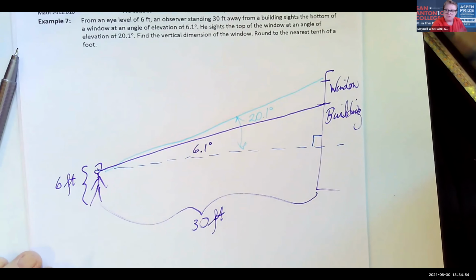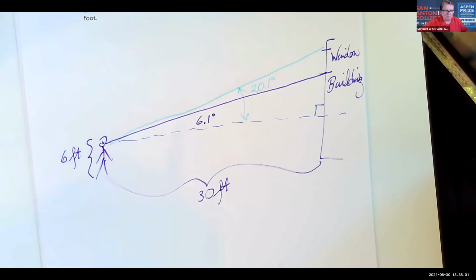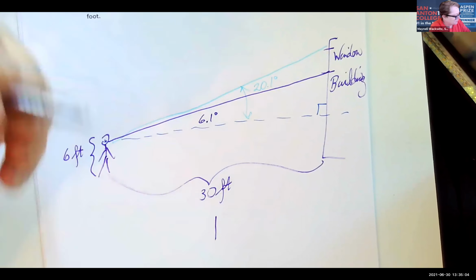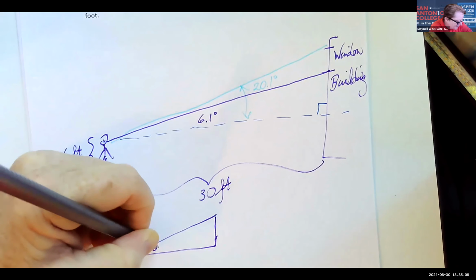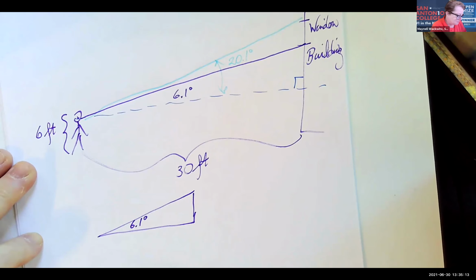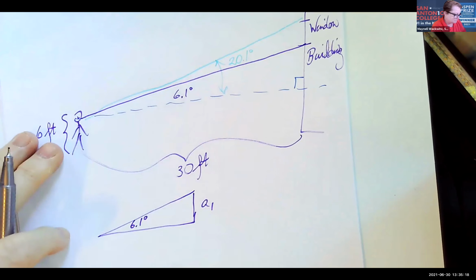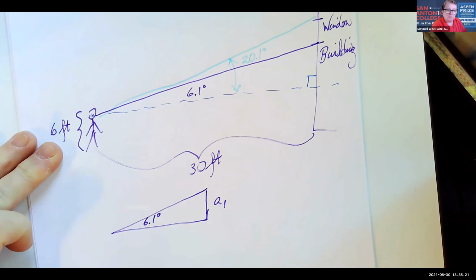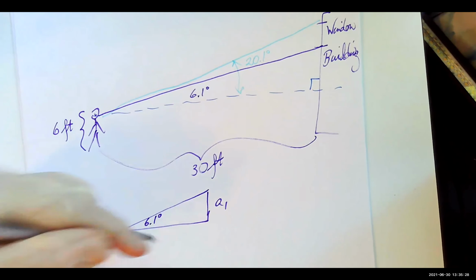So let's draw the two triangles we care about. Let's draw them in the color that matches. So I've got the purplish color. The angle is 6.1 degrees. I don't know how high it is. I'm going to put A1. How do I know the base? 30 feet. Good.